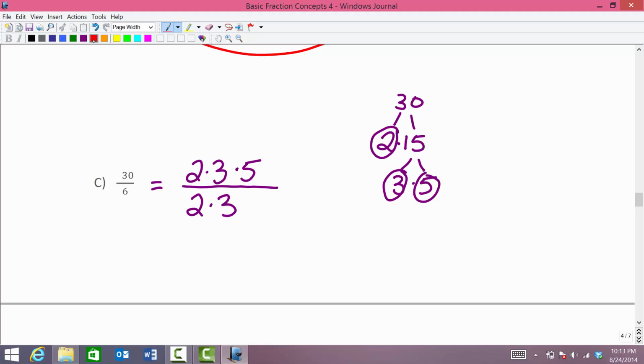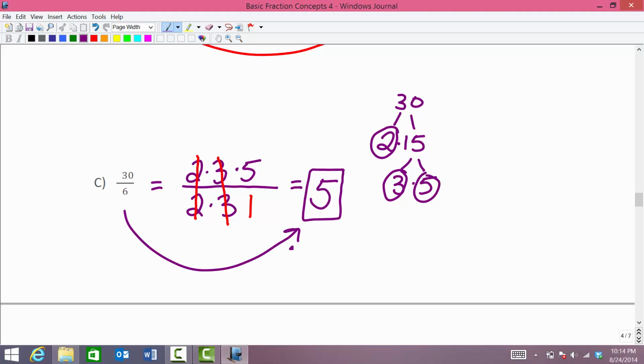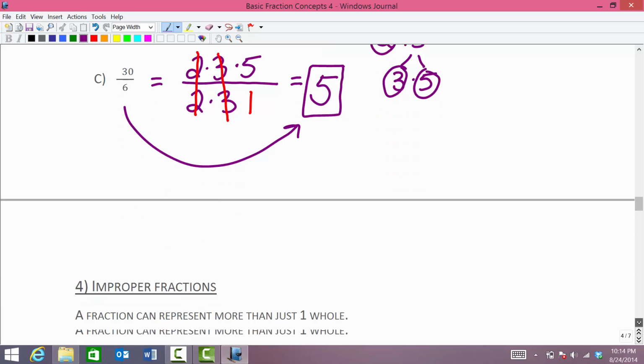Do we have any common factors in the top and the bottom? 2 divided by 2 is 1. 3 divided by 3 is 1, so we were left with 5 over 1. Now 5 divided by 1 is just 5 itself. So we can reduce that to an equivalent version of just 5. We always want to reduce our fractions to lowest terms.